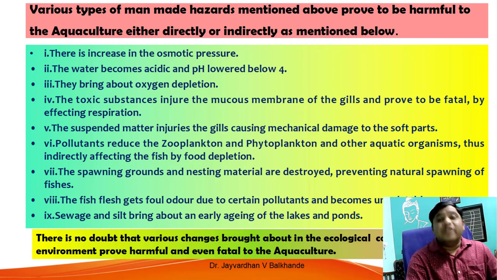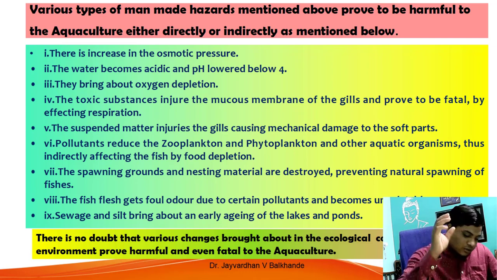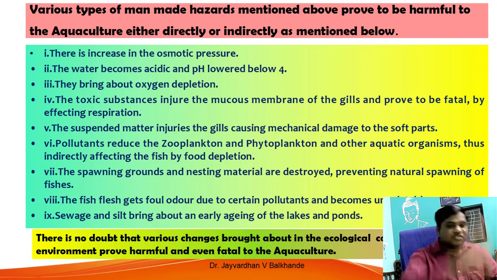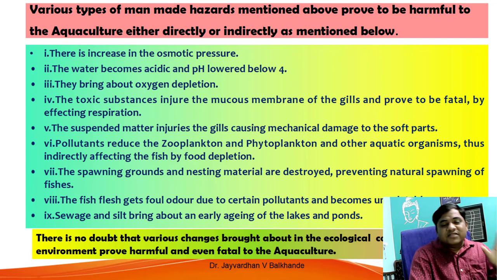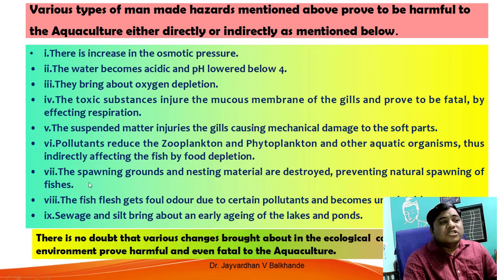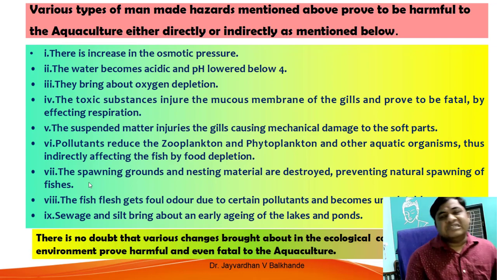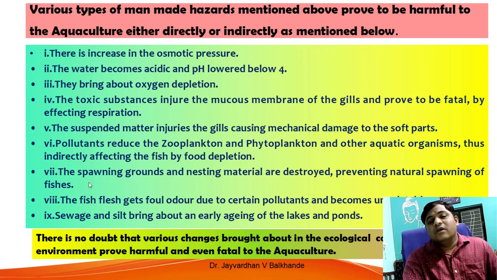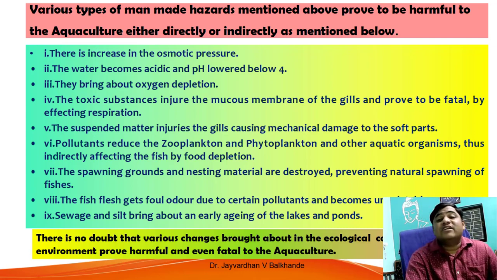Then the spawning grounds and nesting material are destroyed, preventing natural spawning of fishes. So here the effects are very harmful and dangerous as far as fish conservation is concerned. When these types of man-made hazards are introduced into a water body, the natural breeding and spawning grounds of fishes are affected. In a number of industries, hot water mixes into the water body. At that time, the temperature increases and DO depletes, and the natural breeding grounds are also affected by this type of activity.